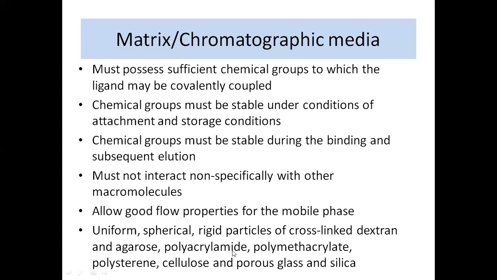So different types of chromatographic media are used. For example, agarose beads, dextran, polyacrylamide, polymethacrylate, polystyrene, cellulose, silica, glass, porous glass. So all these different materials, organic as well as inorganic, are used to make such affinity columns.